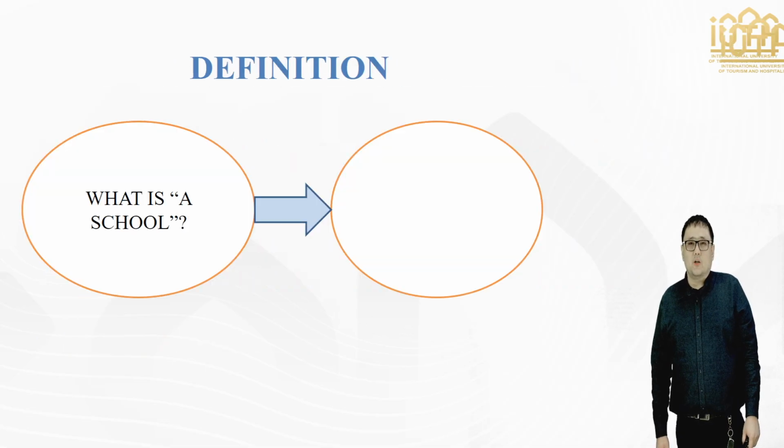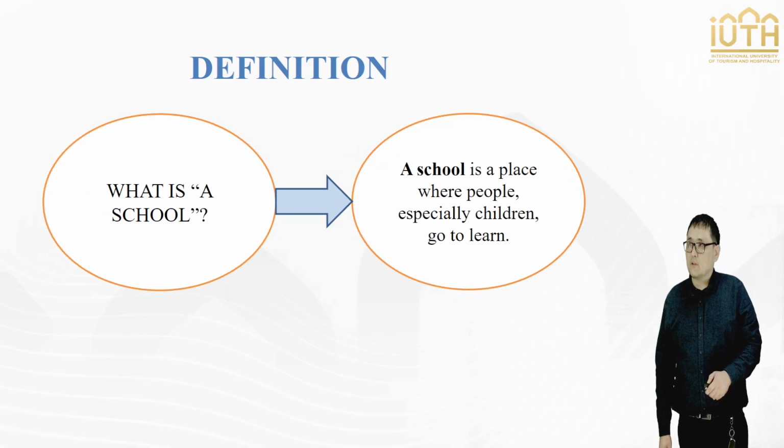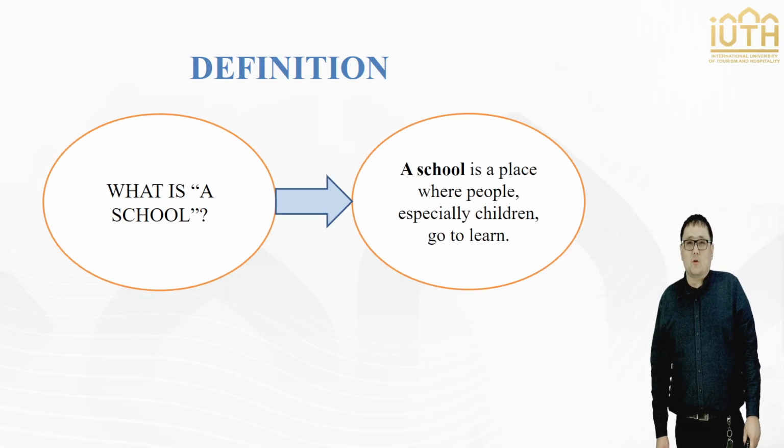So, students, when you think or hear the word school, what comes to your mind? What do you associate it with? What is a school? Can you give me the definition of a term, a school? A school is a place where people, especially children, go to learn. It's an educational institution where students are taught reading, writing, mathematics, science, languages, and other important subjects by teachers.